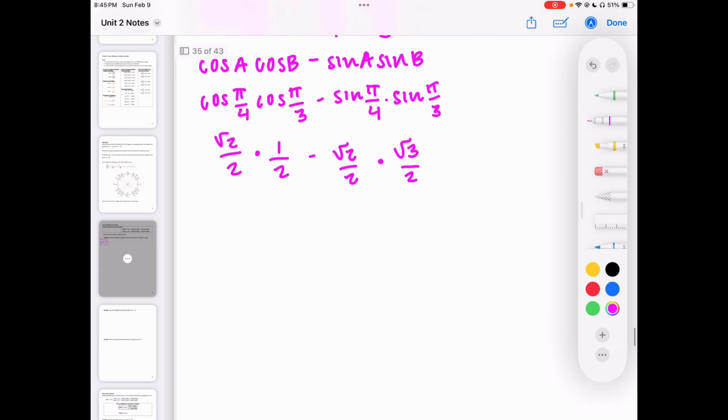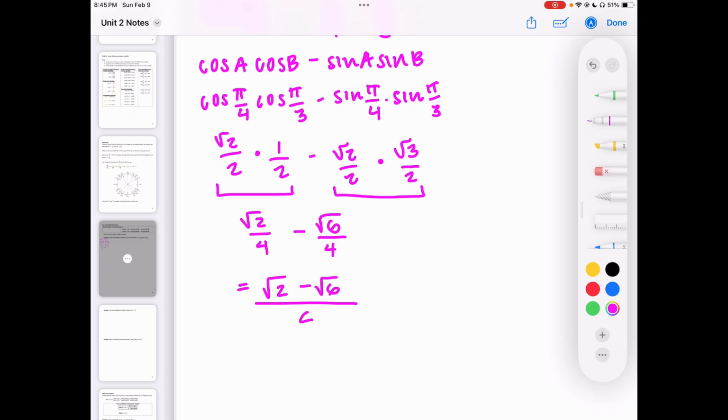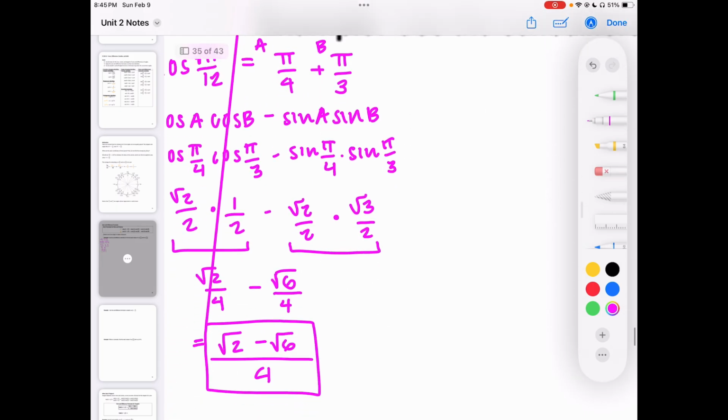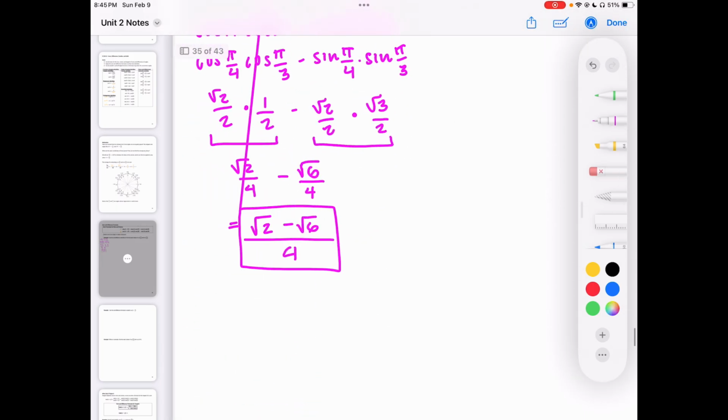Okay. Now, the left side will combine through multiplication, the right side will combine. So we have root 2 over 4 minus root 6 over 4. And to finish simplifying, we will write these together over one denominator, okay? So, whoa, that was fun. I've never seen my iPad do that before.